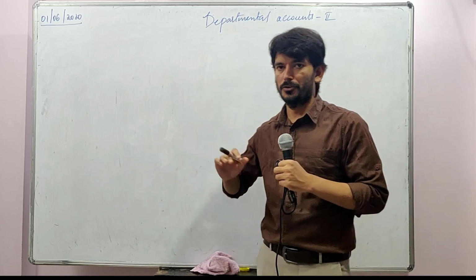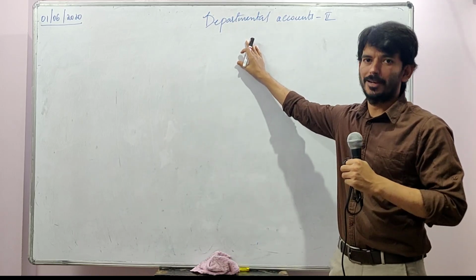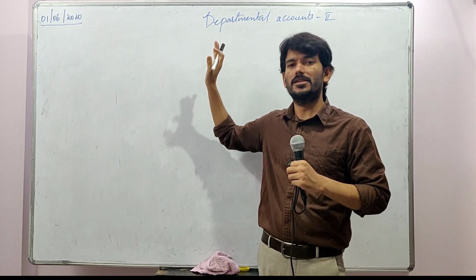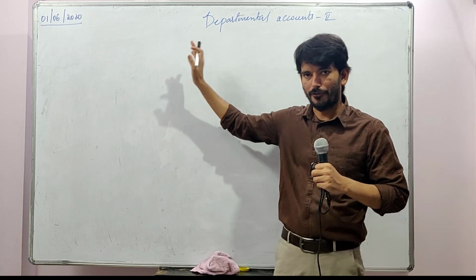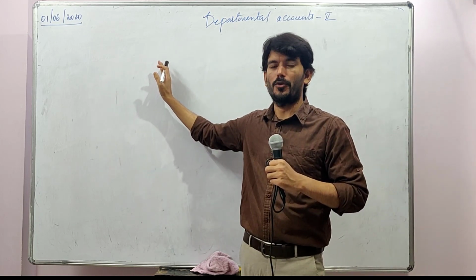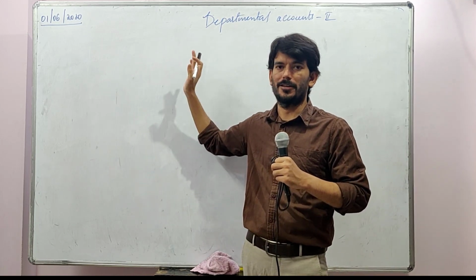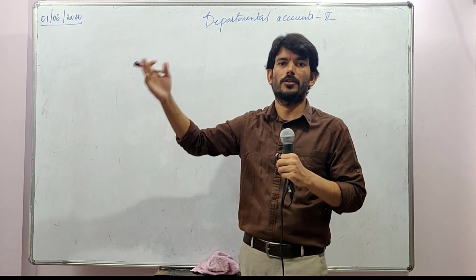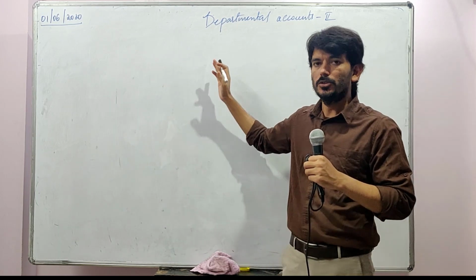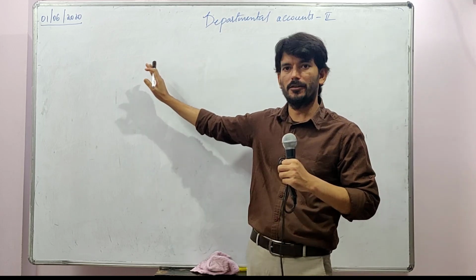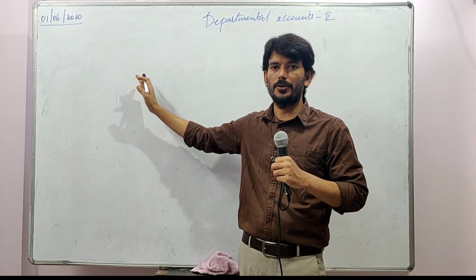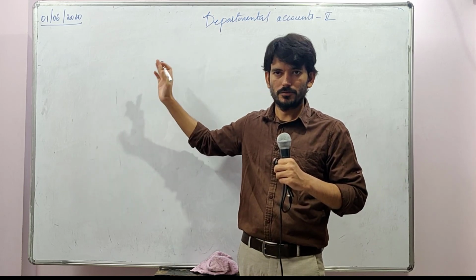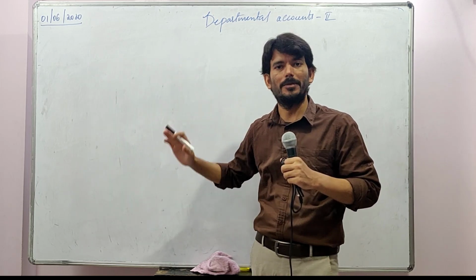In this video we are going to solve problems of departmental accounts. In the earlier video, that is part number 1, we have discussed the theory part, like what are the different methods of accounting for the departments, what do you mean by stock reserve, and how do you allocate the common expenditure. So most of the theory has been discussed in the first part. If you happen to watch this video for the first time, watch that video, then come back to this video for better clarity.